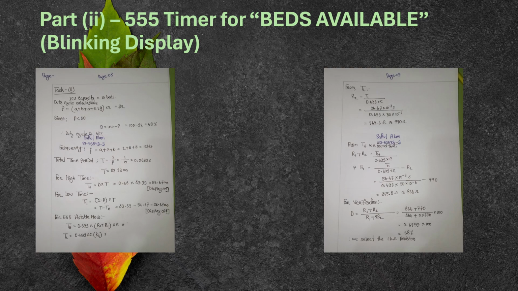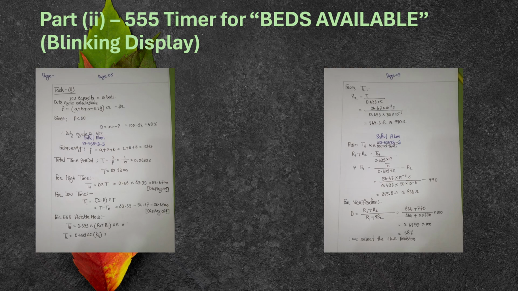And I select the capacitor, which is 50 microfarad from the allowed values, obviously, and using the 555 astable formulas, we know TL equals 0.693 R2 into C. Here the R2 value comes to 26.66 millisecond, and the TH formula is 0.693 into R1 plus R2 multiplied by C, where the R1 value is 870. Thus, for the blinking display, we use R1 870 ohm and R2 770 ohm and C equal to 50 microfarad.